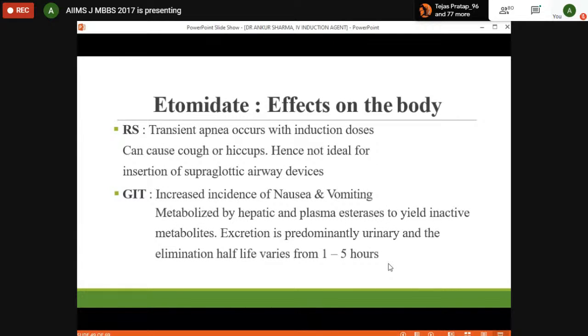The other effects on the body: in the respiratory system, transient apnea can occur with an induction dose. It can cause cough or hiccups, hence not ideal for insertion of a supraglottic airway device like LMA. In the GIT, it can cause a high incidence of nausea and vomiting. It is metabolized by hepatic and plasma esterases to yield inactive metabolites. Excretion is predominantly urinary and the elimination half-life is 1 to 5 hours.